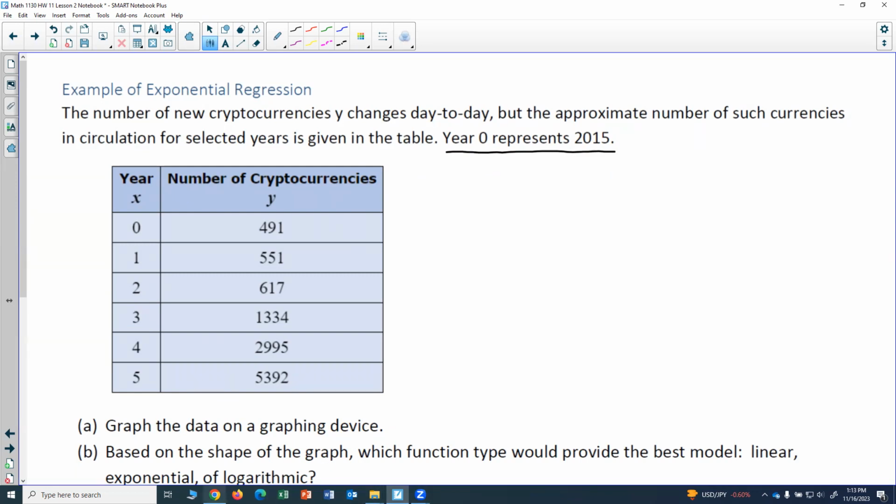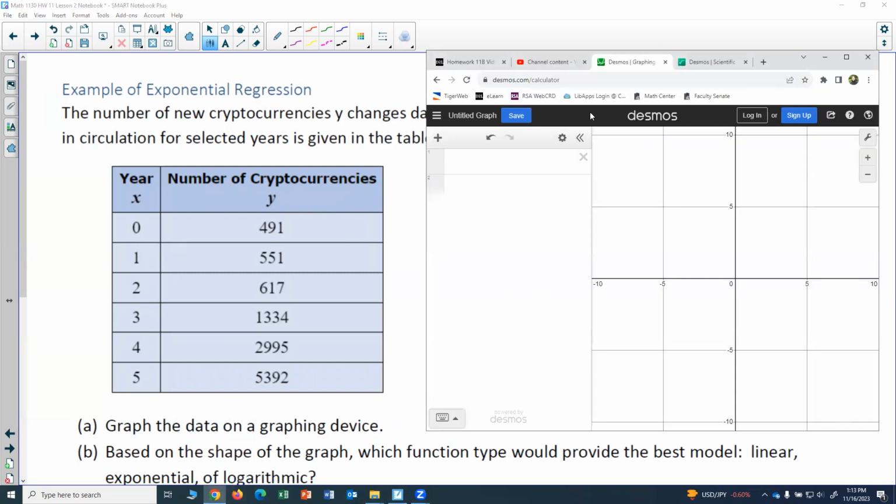So I'm going to pull up the Desmos graphing calculator, desmos.com/calculator. And I'm going to go ahead and hit the plus button in the upper left, select table, and I'll put all of my X values in the first column. Okay, and then in the Y column, in the second column, I'll put all of the Y values, or number of cryptocurrencies in this case.